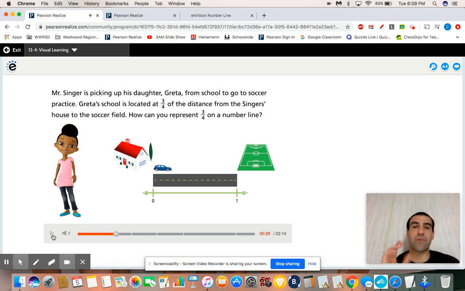Okay, so remember, we're thinking about 3/4 on a number line. See how they have their number line based already? They have 0 and 1. A couple ways you guys can do this. I just want to cut in on this. When you're doing your number lines, you can draw them on your paper.